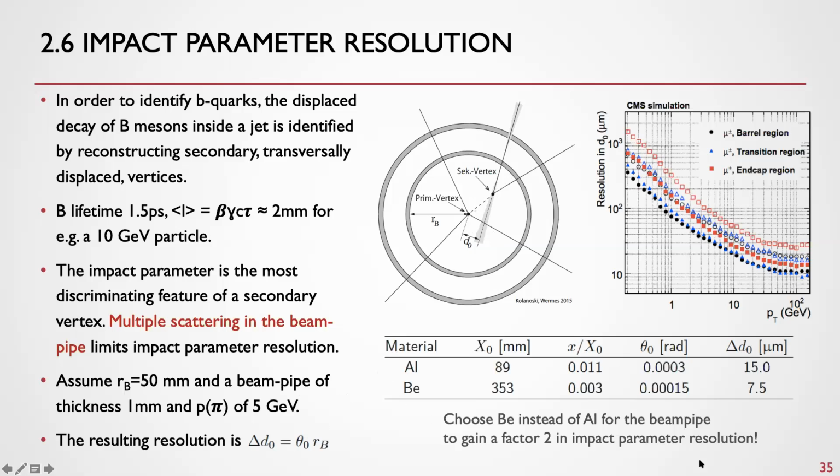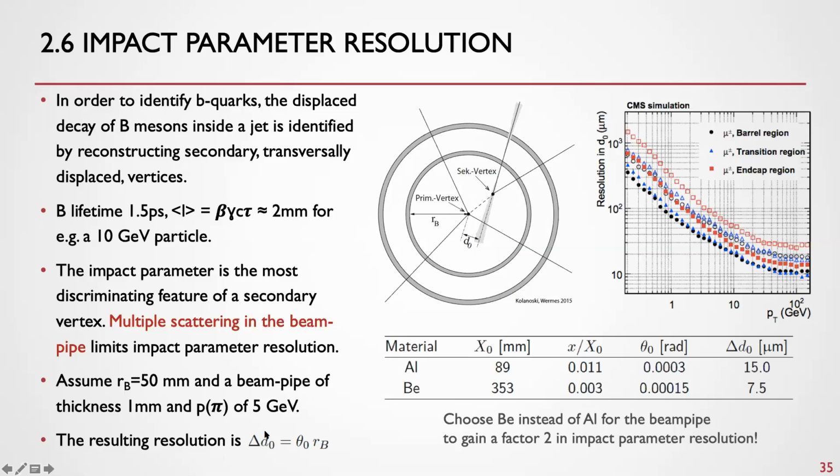I put, for this example, the numbers here for two different materials of the beam pipe, because that's what we want to choose. We want to choose the material of the beam pipe such that the resolution of the impact parameter is good enough so that we can make an identification of the secondary vertex.